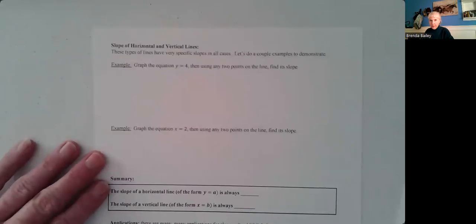Let's see what we've got on the next page, our last page here. Now we have a couple of special cases. The slope of a horizontal and a vertical line, which we talked about in the last section, how to come up with the equation and how to graph them. So these types of lines have very specific slopes in all cases. All horizontal lines, no matter where they're at, have the same slope. And all vertical lines, no matter where they're at, also have the same slope. And what would that slope be and why?